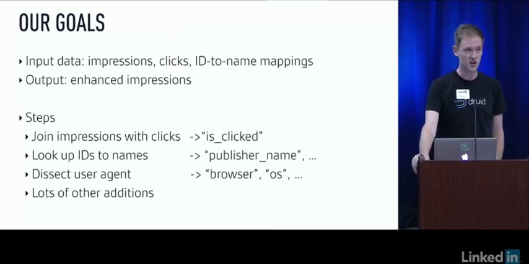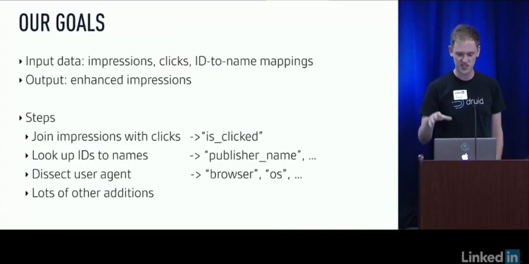So our goals, our input data coming into our system from all of our clients are impressions and clicks and these ID to name mappings. By ID to name mappings, I mean like you have a publisher, you have an advertiser, and the impression will say publisher 100, that's actually some name, and so on.